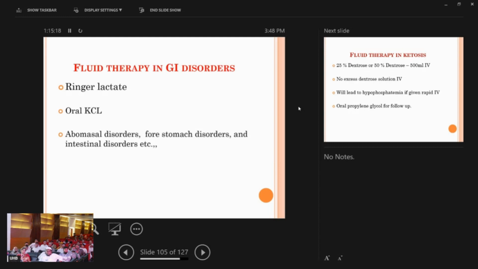For all abomasal disorders, intestinal disorders, poor stomach disorders, Ringer lactate is enough. So you need not go for dextrose. 20% dextrose, 50% dextrose are not at all warranted. They are warranted only in case of ketosis. Suppose you want to give energy, you can give 1 or 2 sachets of DNS. And DNS is not at all indicated in case of ruminal acidosis. In ruminal acidosis, the indicated fluid is sodium bicarbonate with normal saline.